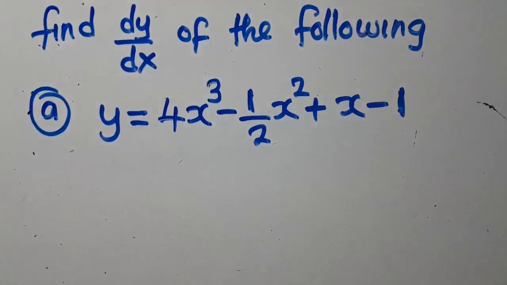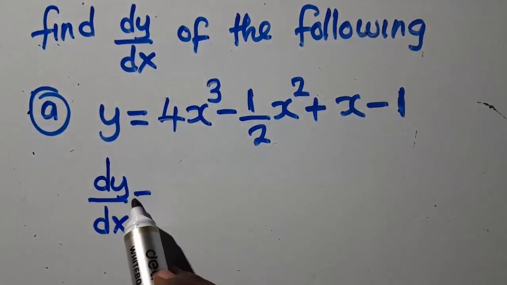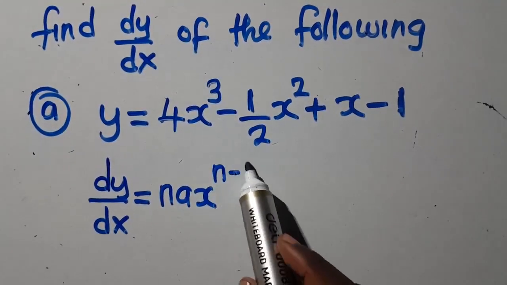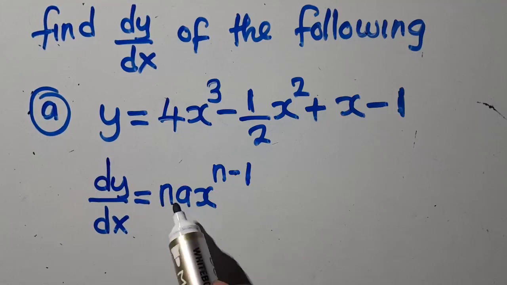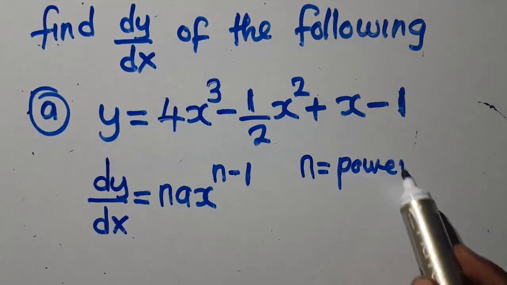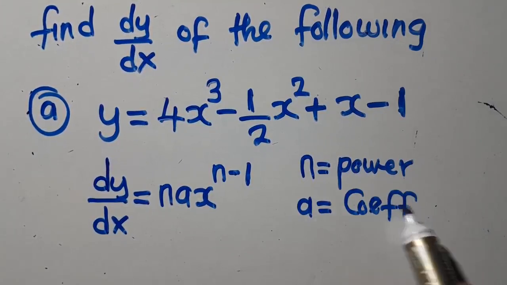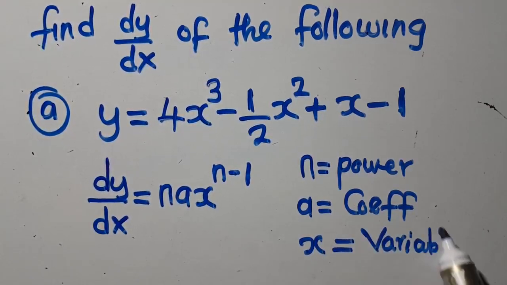So you know that for you to find dy dx, there is this formula where we say nax to the power n minus 1. What does it mean? This means that you are going to be multiplying. n here is the power. Don't forget this. We've got a. a is the coefficient. We also have x. x is the variable. Don't forget this.